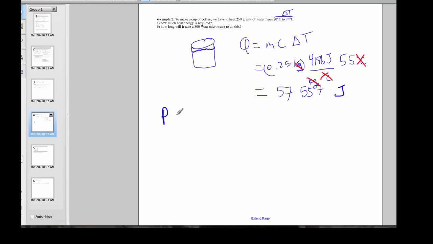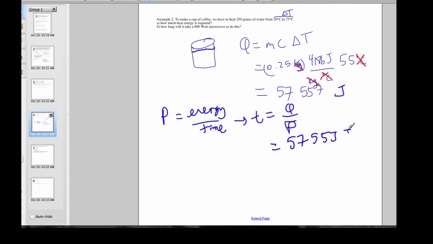Well, power in watts is energy over time. So we can find the time just by dividing the energy over the power. The energy is this thermal energy, and the power is the power of the microwave. So we've got 57,557 joules of thermal energy needed to warm up the water, and we get 800 watts, or joules per second, out of that microwave.